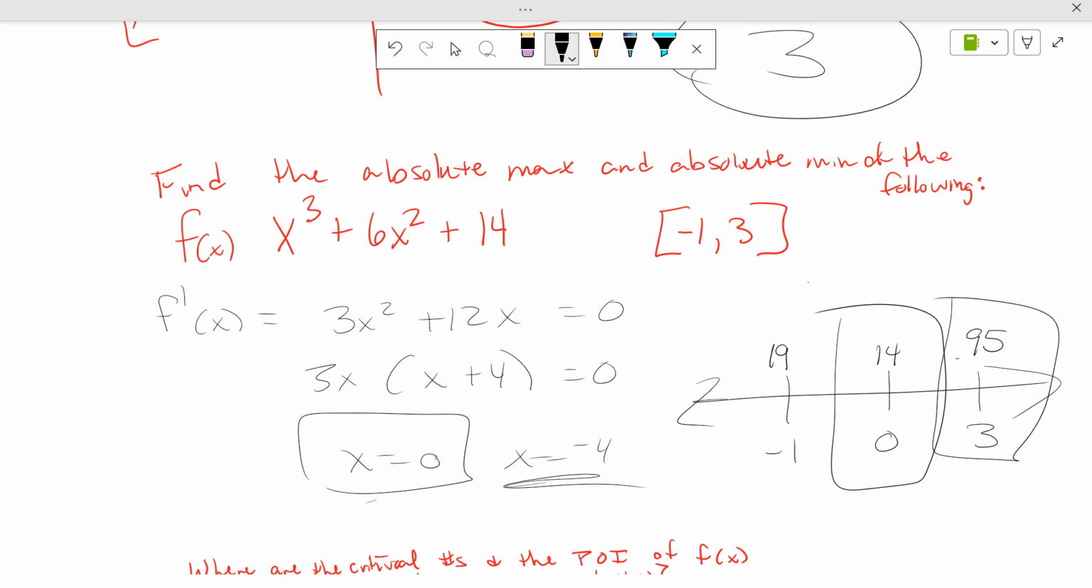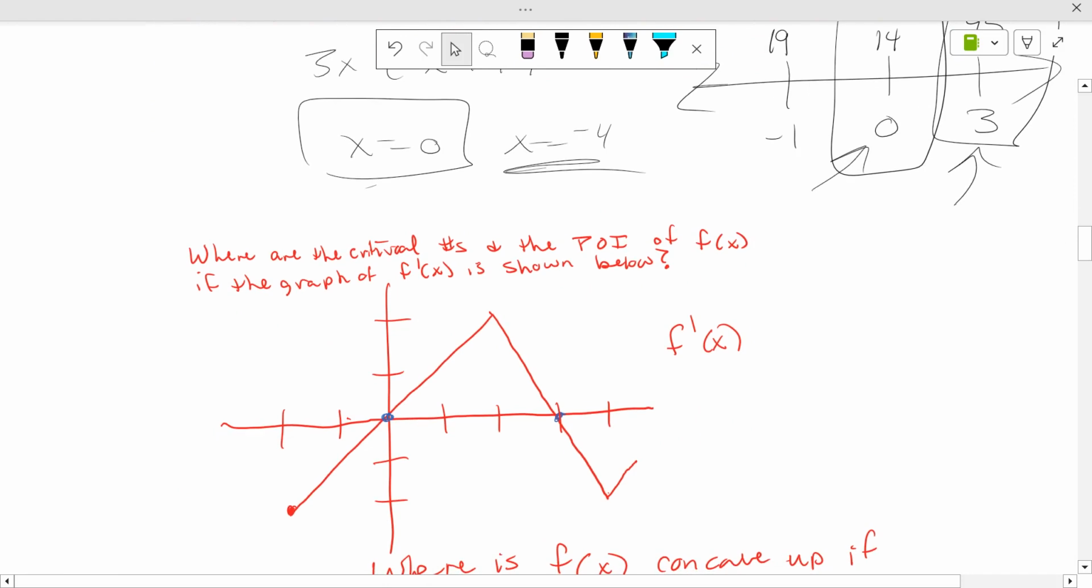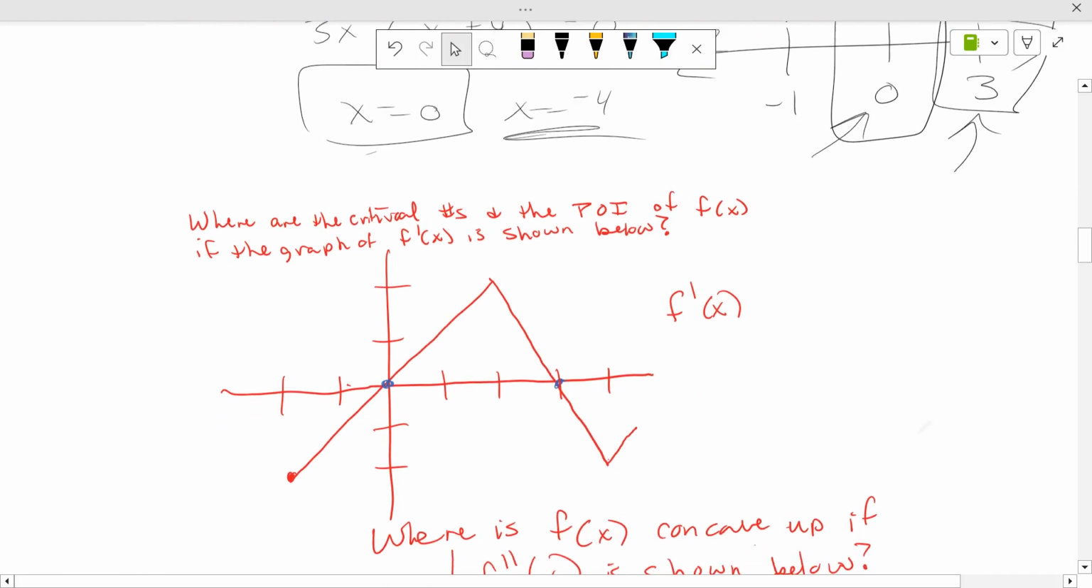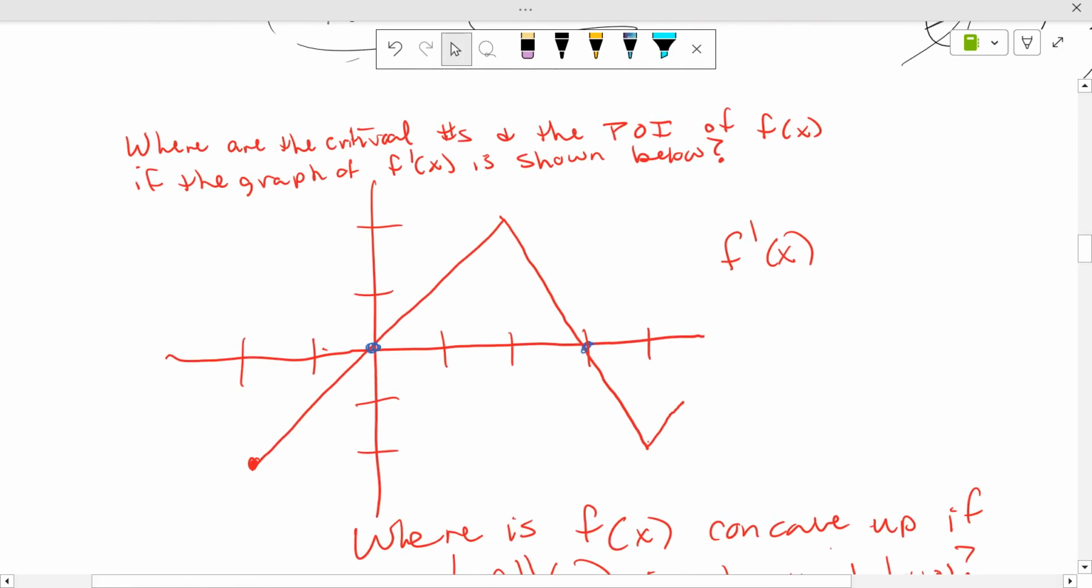And it depends how it says it. If it says find the absolute min, that's 14. Find the absolute max, it's 95. Or if it says find where the absolute min occurs, that's 0. Find where the absolute max occurs is 3. You've got to read the question, what it's asking for. This one, I had to rack my brain a little bit this morning when I was doing this.